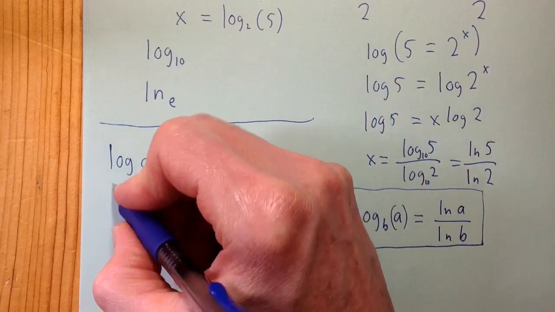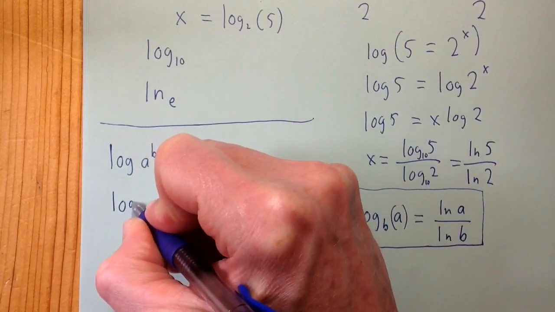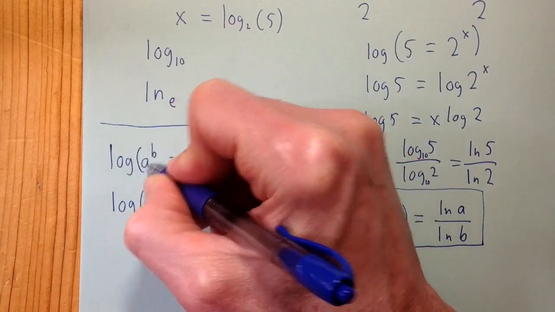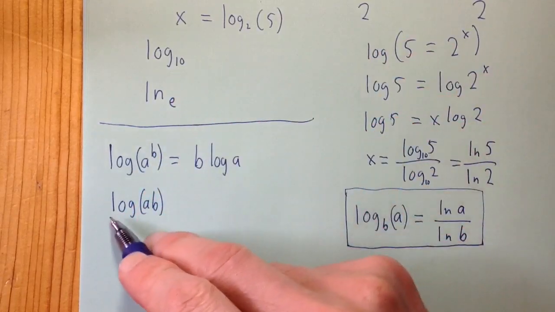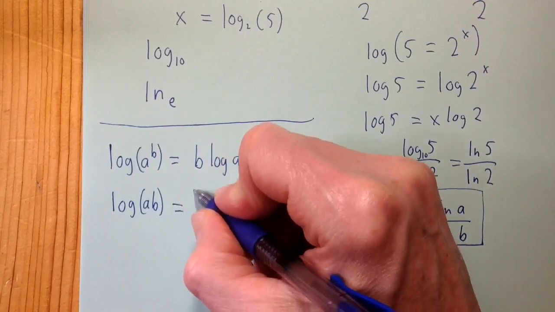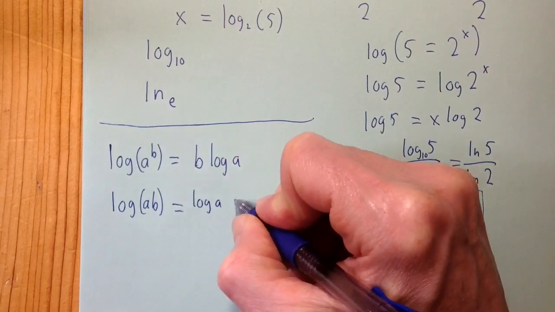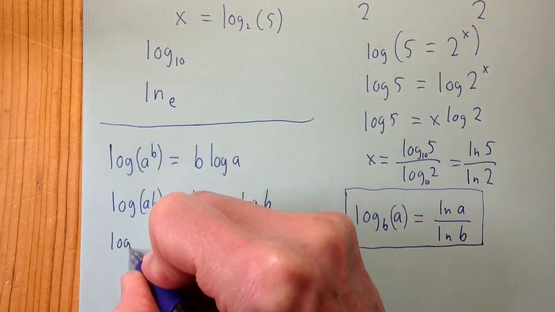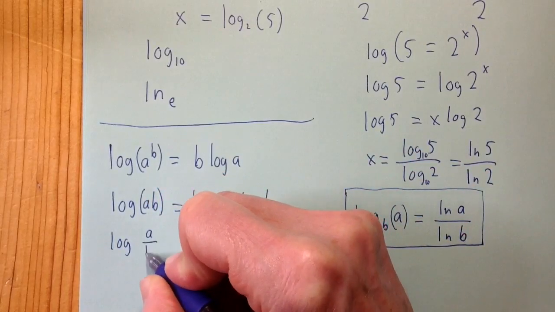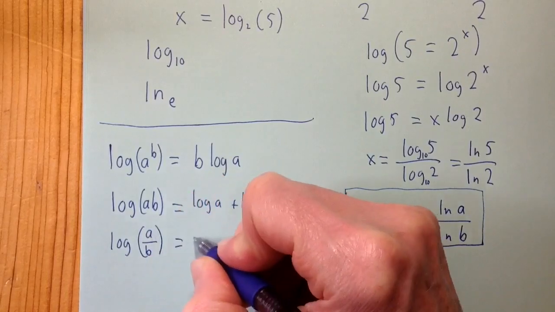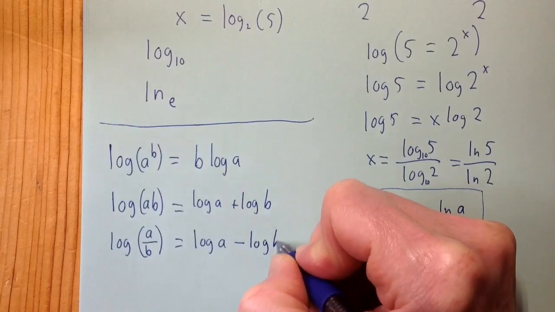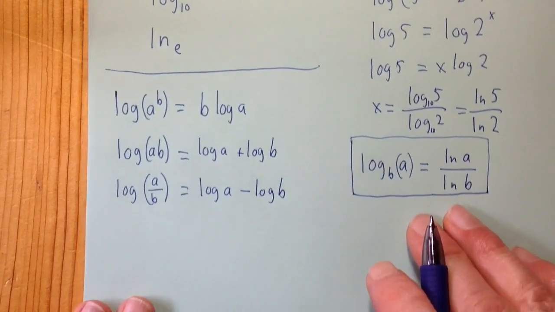Then the other couple of ones that you're going to use a lot is like log of two numbers multiplied together, like log of ab. I probably should put parentheses around these. Log of a times b is the same thing as log of a plus log of b. And the third one is log of a over b is the same thing as log of a minus the log of b. Those are going to come up a whole lot.